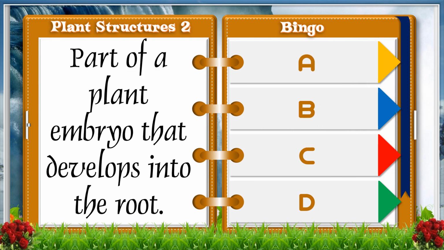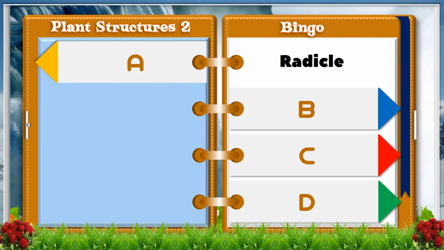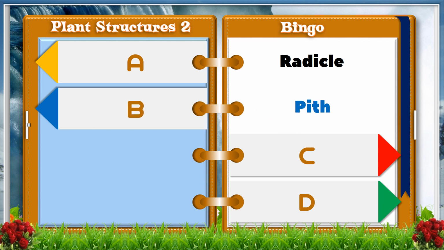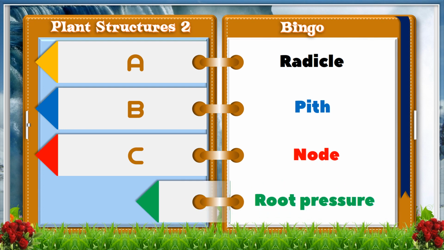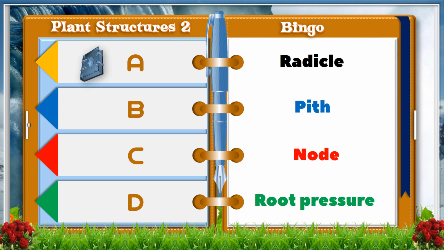Part of a plant embryo that develops into root. A, radicle. B, pith. C, node. D, root pressure. And the answer is A, radicle.